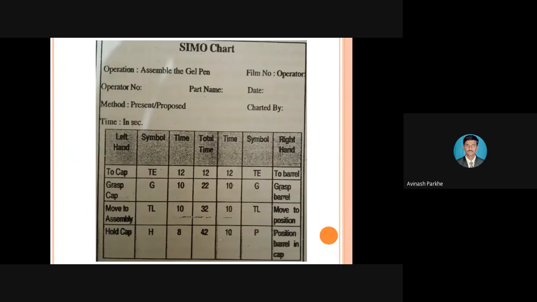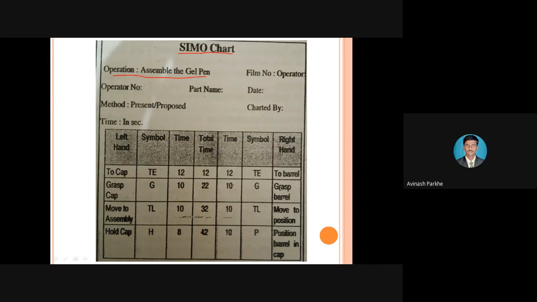Now we'll discuss the Simo charts. What is the nature of a Simo chart? This is the representation of a Simo chart. You can see here which operation we are performing: assembly of the gel pen. I have taken a simple operation. You know about the pen or gel pen.